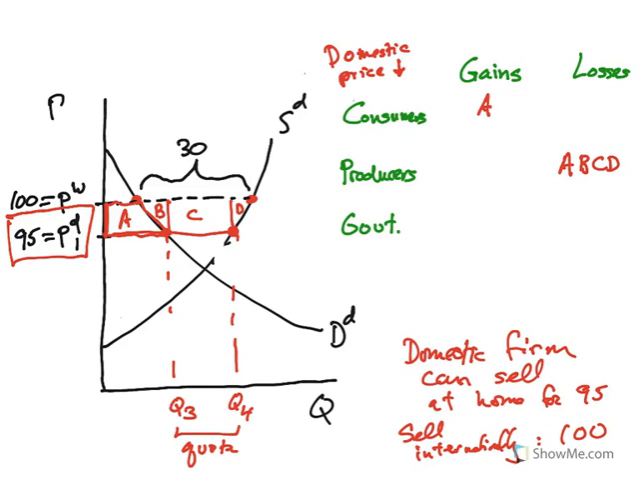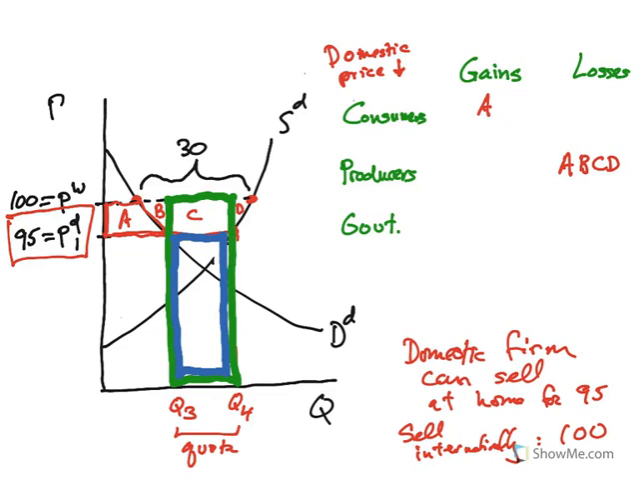Well, let's take a look. The firms that sell internationally are going to get that much revenue. That's price times quantity. If they sell at home, these same firms can only get that blue box. So C is the quota rent.